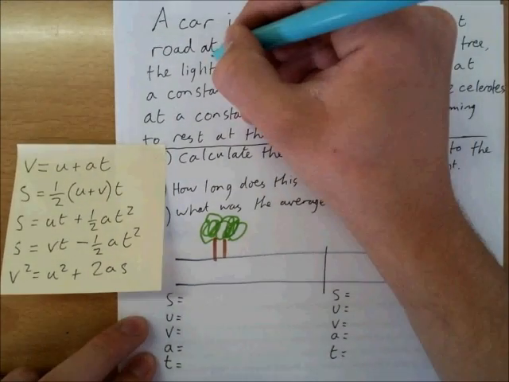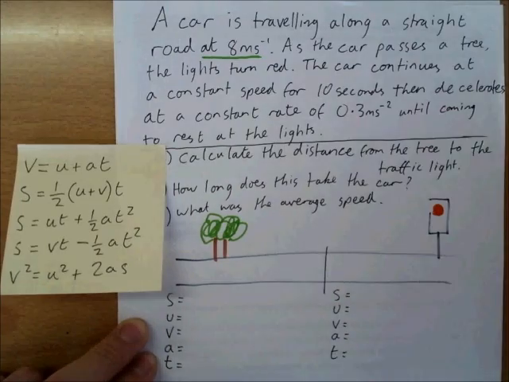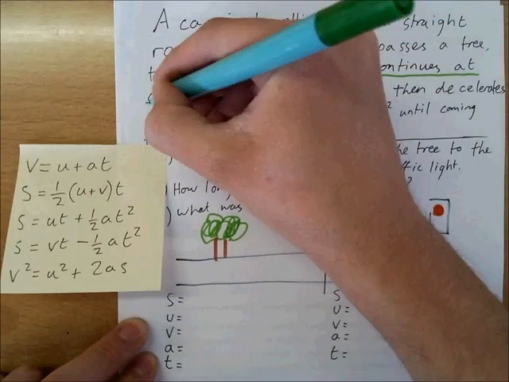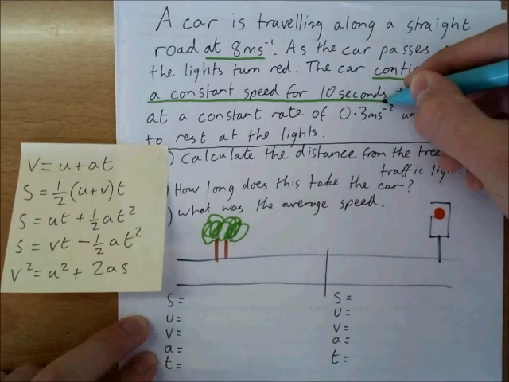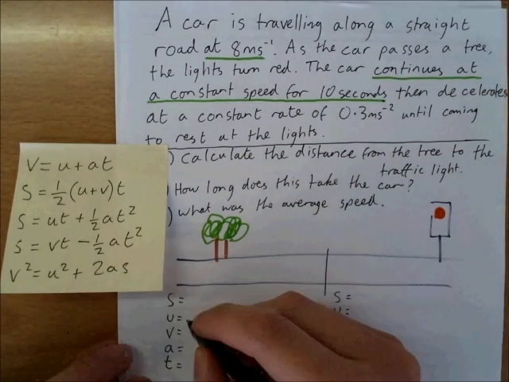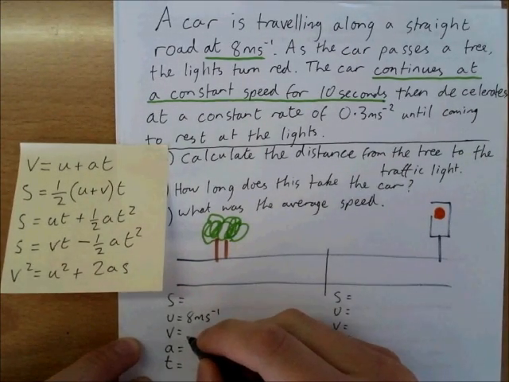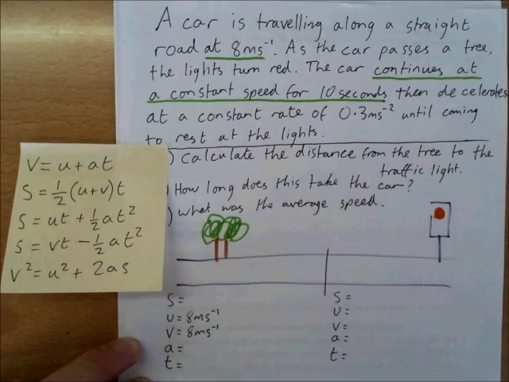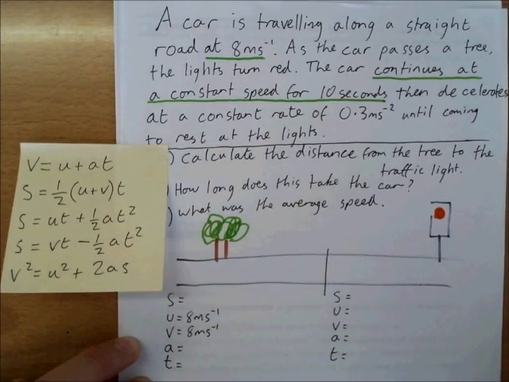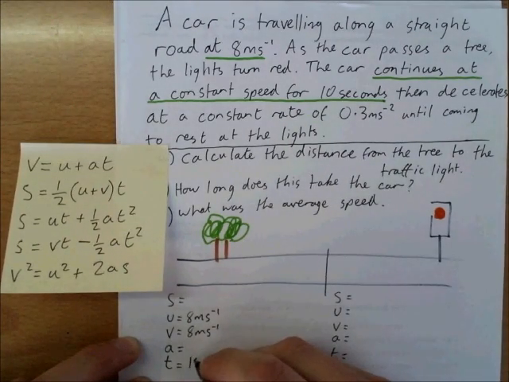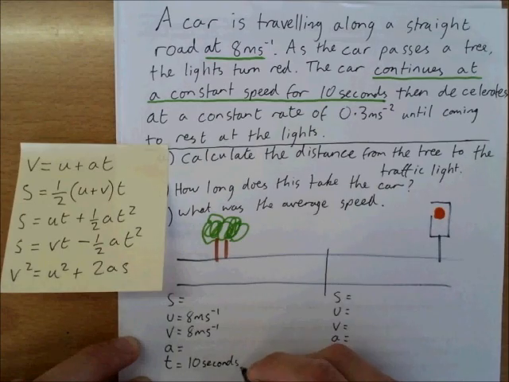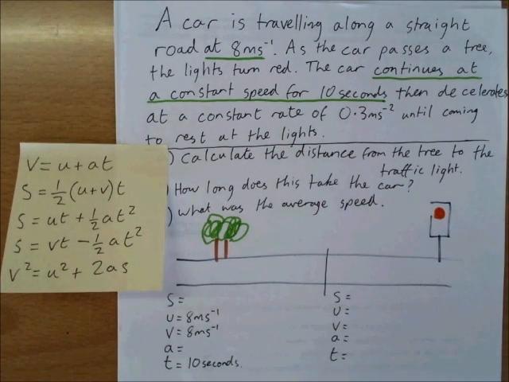First bit of information, we're told we're travelling on a straight road at 8 meters per second. The car continues at a constant speed for 10 seconds. We can fill those in straight away. So the initial velocity for the first section is 8 meters per second. Now, because that speed is constant, it doesn't change. So the final velocity is also 8 meters per second. And we know the time for the first section, 10 seconds. So 10 seconds can go there. As long as you have 3 of those 5 values, you can work out any of the others. So we've now got 3 for that first section.